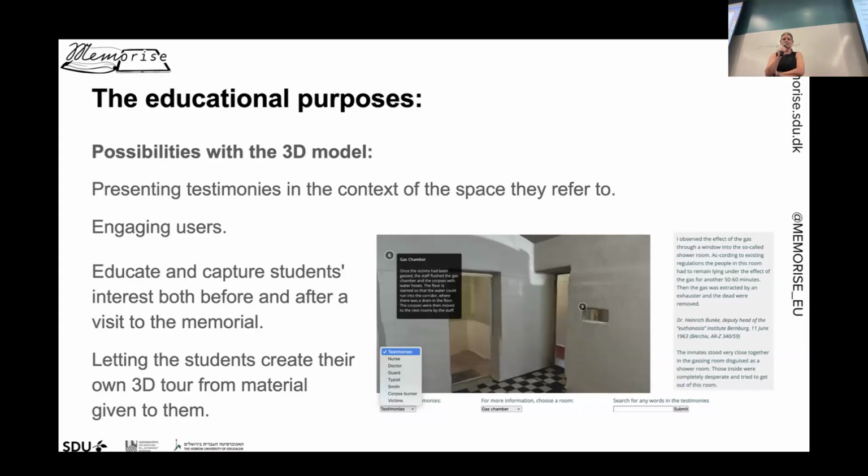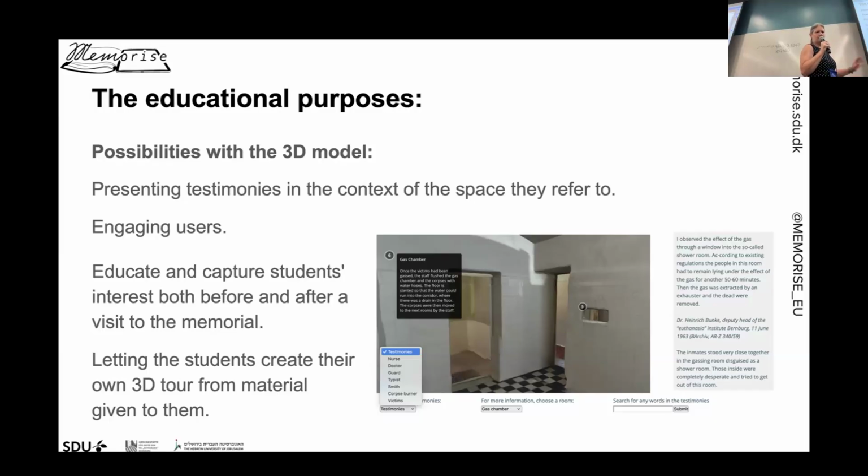And we have been talking a lot to the people down at Bernburg and to Esther. She's doing digital education in her PhD. So of course, it's obvious that this kind of tool should be used somehow. And one thing is that we can present the memories within the space they belong.